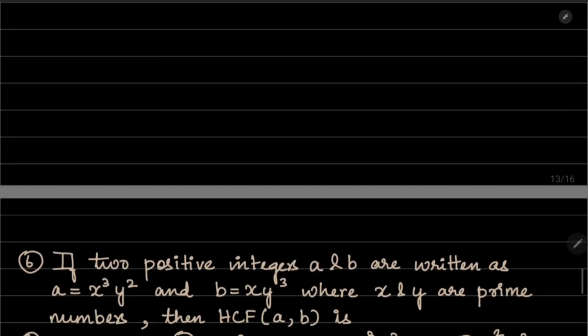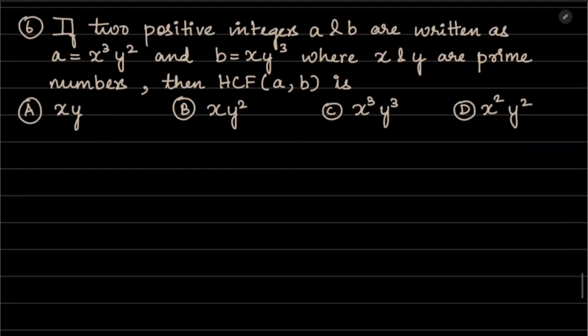Let's move on to the sixth question. If two positive integers a and b are written as a equal to x cube y square and b equal to x y cube, where x and y are prime numbers, then you have to find the HCF of a comma b. Very easy question. So let's write what is a. A is x cube into y square. What is b? X into y cube.